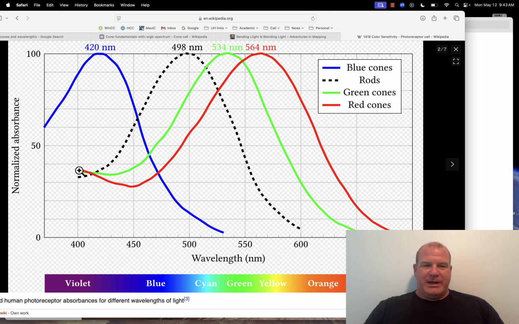So if you see here, the article calls the blue cones the short, the green the middle, and the red the long. Any specific color you put in something will activate several of these, and we don't have any color that only targets the middle one, the green cones.